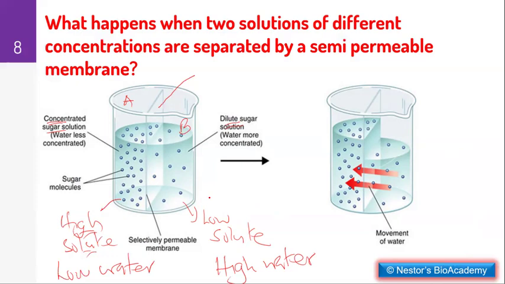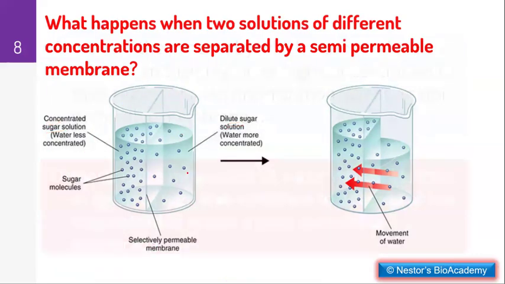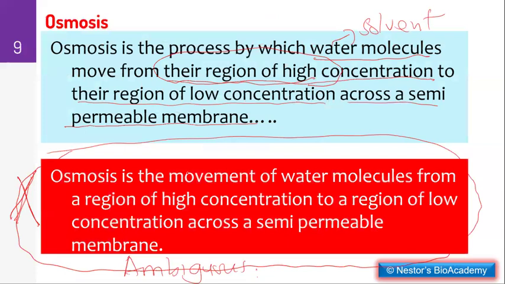And that's why we talk of osmosis as movement of water molecules from where the water molecules are highly concentrated, and that is always in the dilute solution, to the region where they are at a low concentration, and that is in the concentrated solution, across this semi-permeable membrane. So osmosis can simply be defined as the process by which water molecules move from their region of high concentration to their region of low concentration across a semi-permeable membrane.